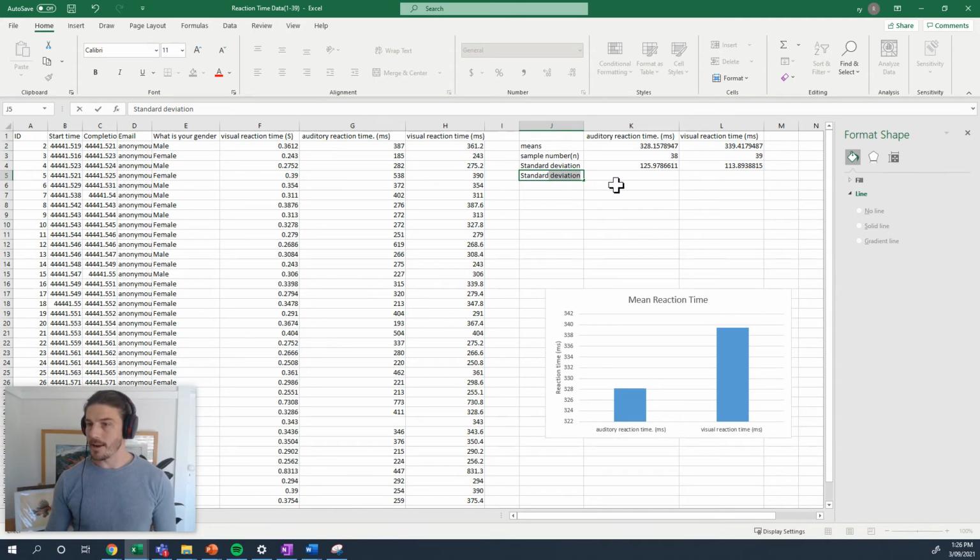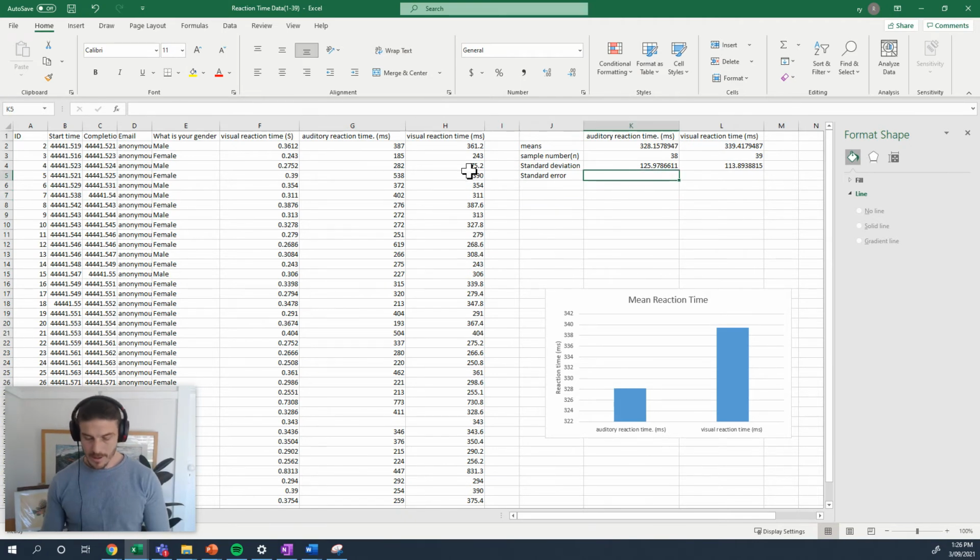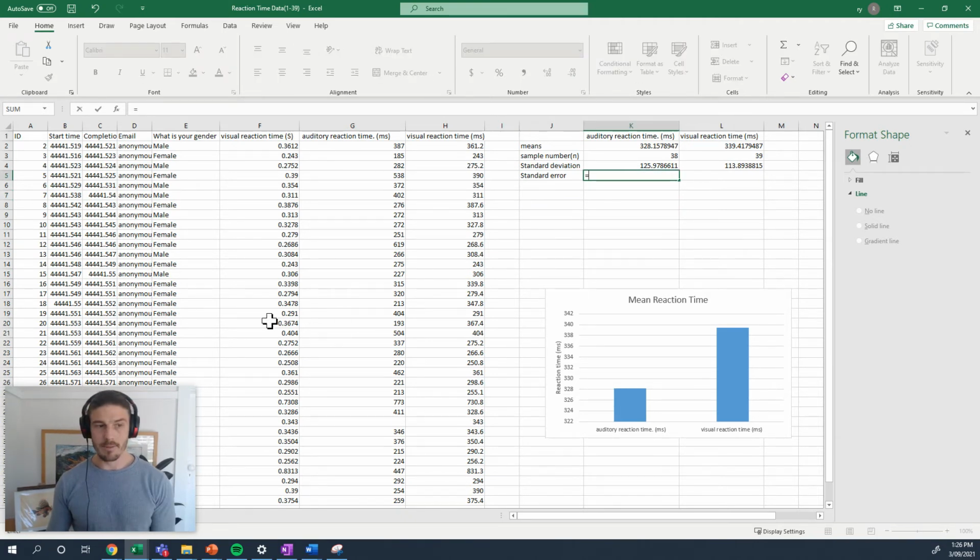Okay, so standard deviation. Oops, sorry, not standard deviation. We're now doing standard error. So how close are we to what we think is a true value? So how do you do that? Excel doesn't have a proper calculation for this. We need to put it in.